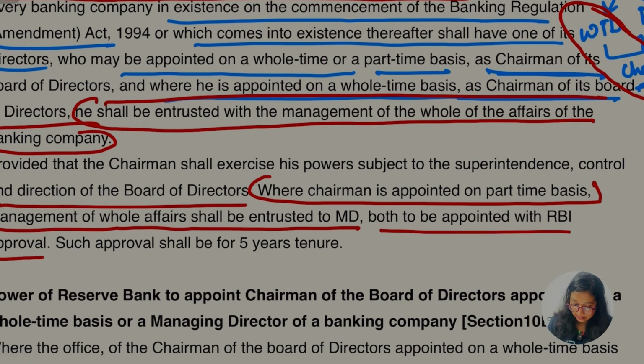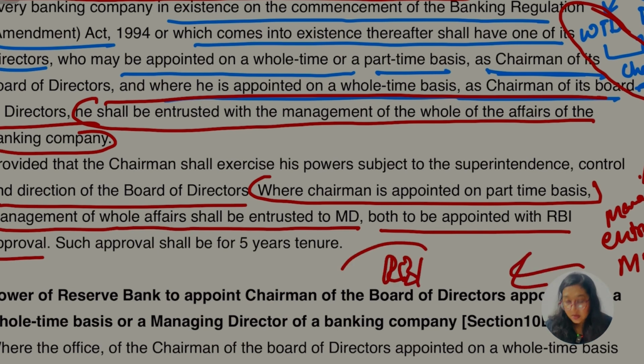In that case, where the chairman is appointed on a part-time basis, the management of the whole affairs shall be entrusted not to that part-time director, not to that chairperson. To whom is the management entrusted? To the MD. And the part-time director and this MD are to be appointed by whom? The RBI. Simple and straightforward.